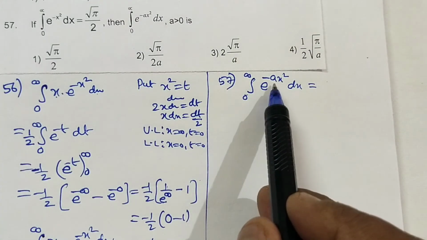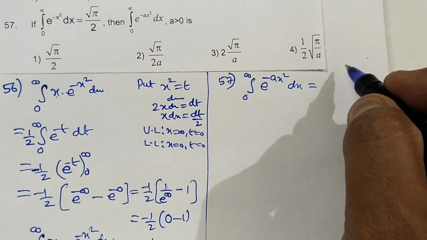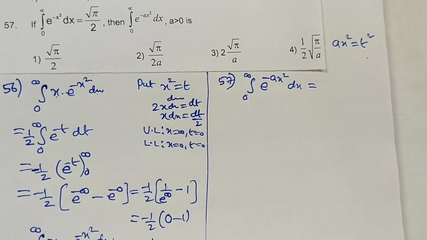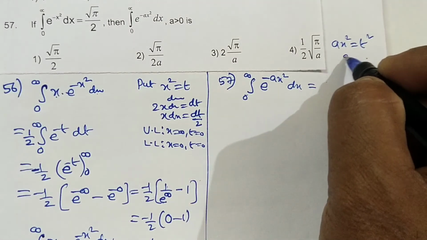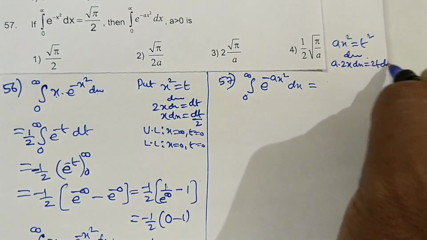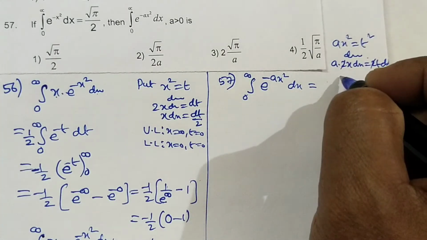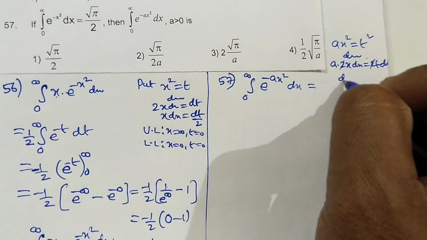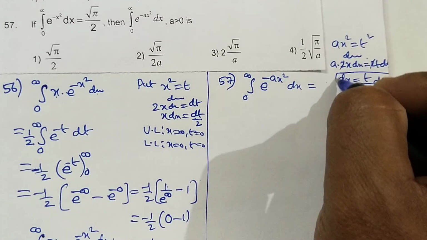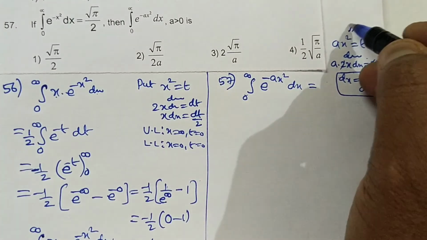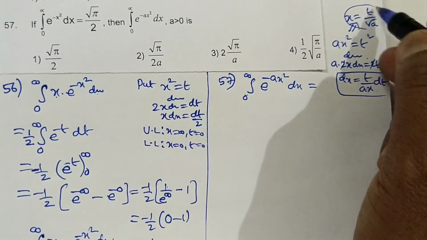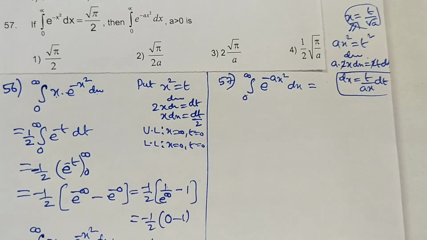So here in this case, a x square equal to t square, you take. Differentiate with respect to x: a into 2x dx is equal to 2t dt. So 2 gets cancelled. I want only dx here. dx is equal to t by a x into dt. So from here, making x the subject, t by root a will come.